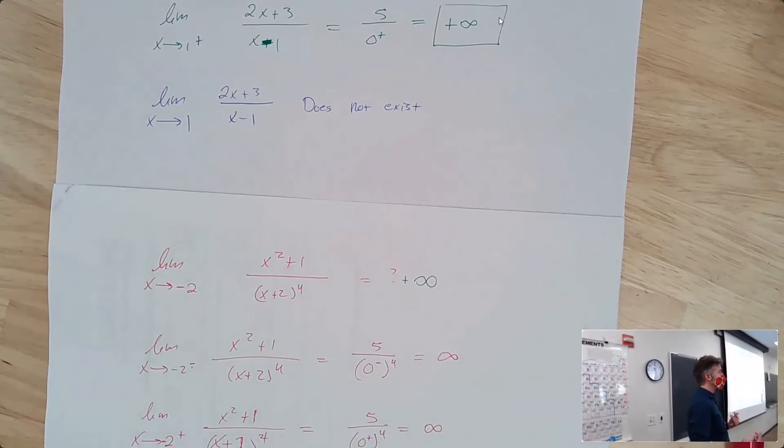We say they're infinity because we recognize that the function is getting larger and larger and larger as we zone in on negative 2. But infinity is not a real number. So none of these limits exist. We're just trying to be more descriptive about what this non-existence actually looks like.